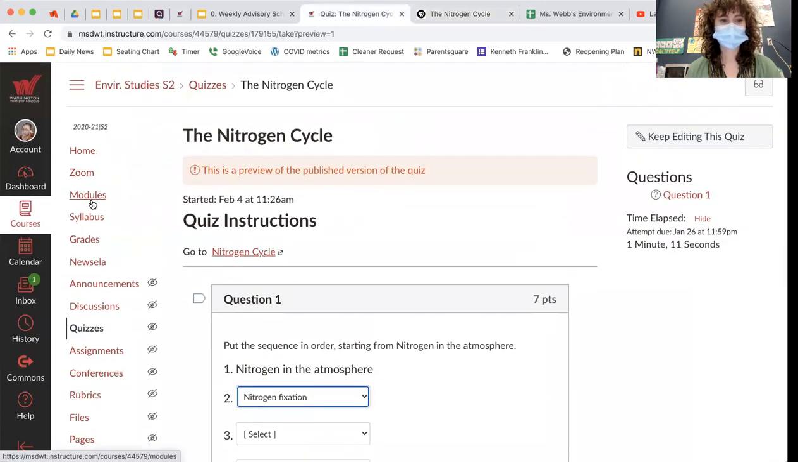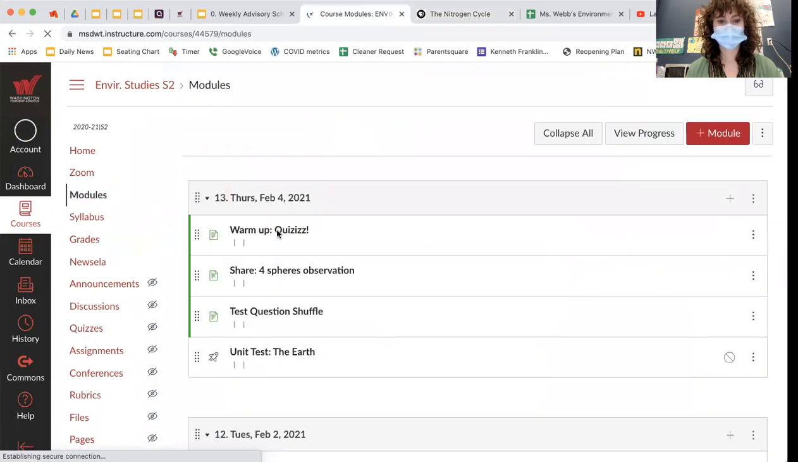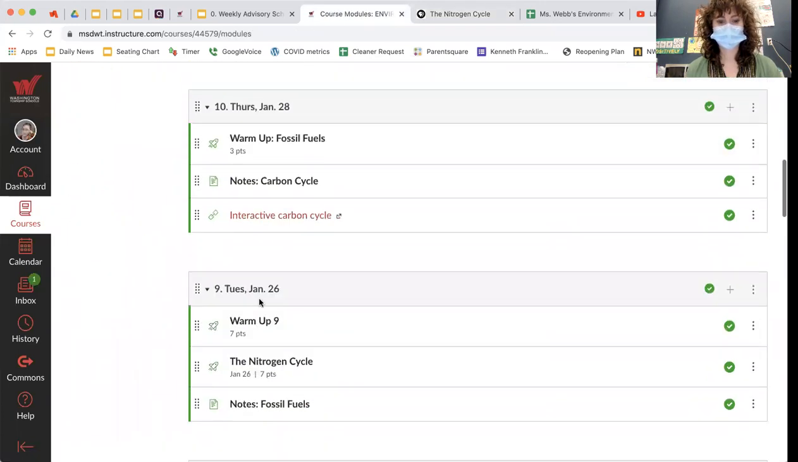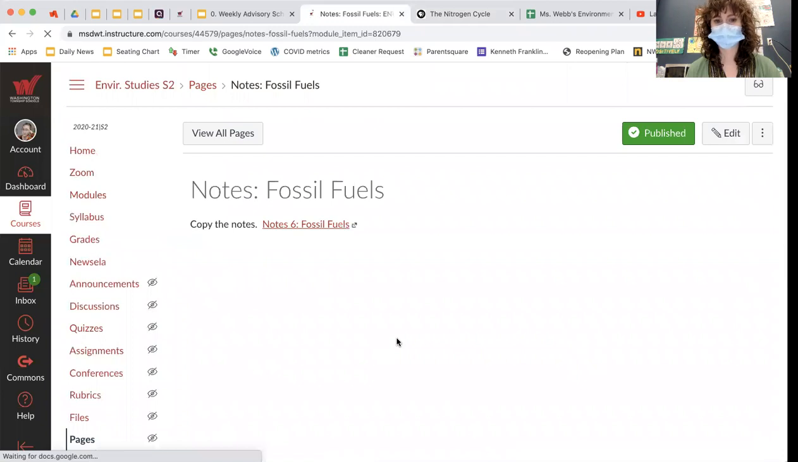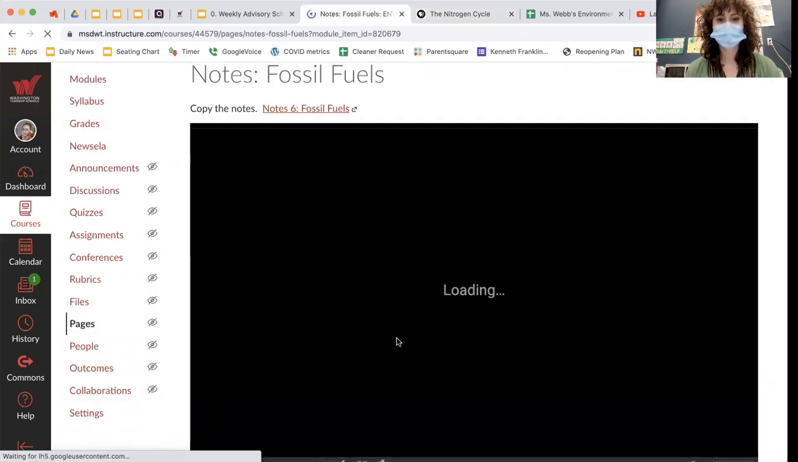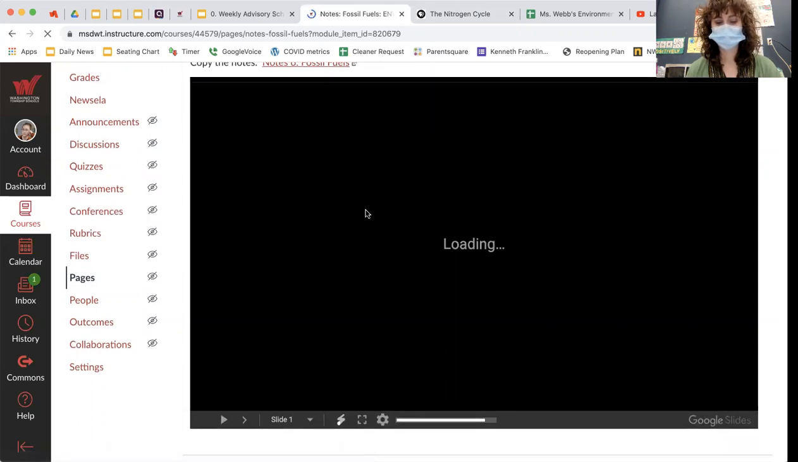Submit that quiz, and the next part of the module is notes about the fossil fuels. So go ahead and click next. And then you have a page of notes to open up. Click on this, make a copy, and move it to your Unit 1, the Earth folder.